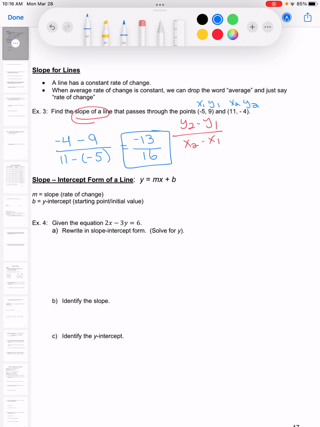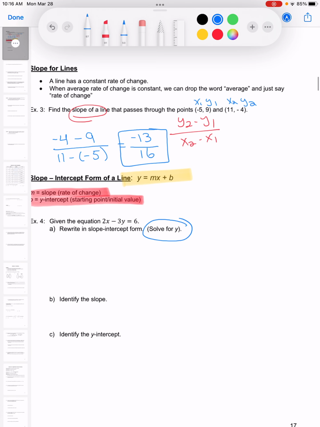All right, now we're going to talk about it in context of the entire equation of a line. So that's what we've got down here. The equation of a line is y equals mx plus b, where m is our slope and b is our y-intercept. So that's what we're going to spend the rest of this section looking at. So for example 4, the first part of this asks us to rewrite in slope-intercept form. And that's really just a math fancy way of saying solve for y. So we want to solve this equation for y. We want to get y by itself.